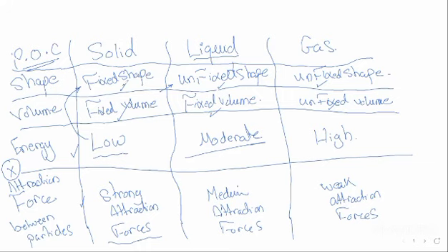So in general, we can say they have a fixed volume. And why do gases have unfixed shapes? Gas has an unfixed shape because particles can move from one place to another, so the shape can change. And why do they have unfixed volume? Because there is a large distance between particles, allowing the particles to get closer to each other and consequently decreasing the volume.